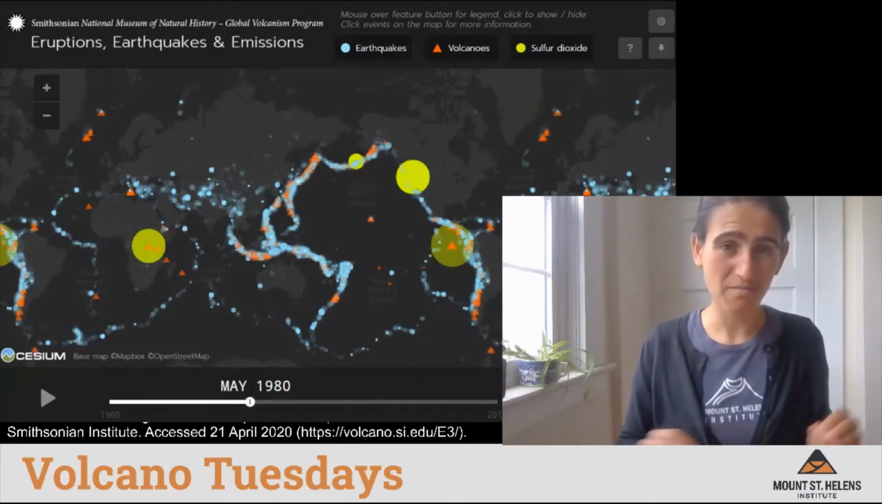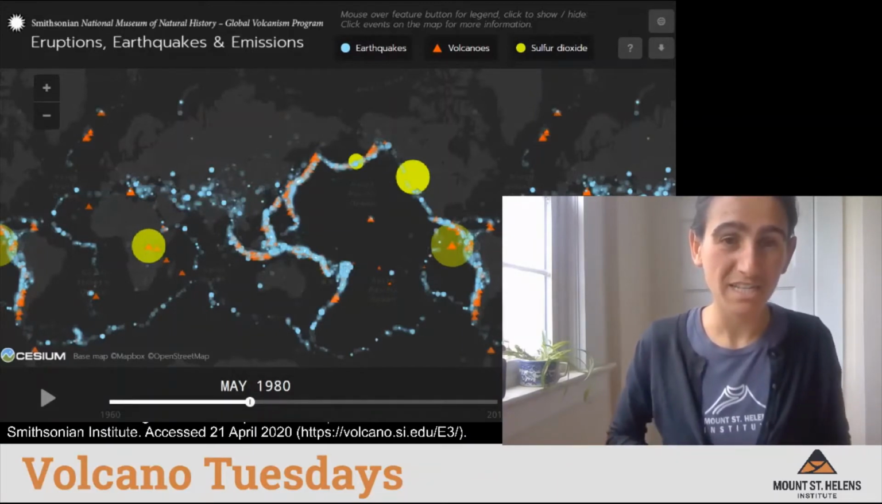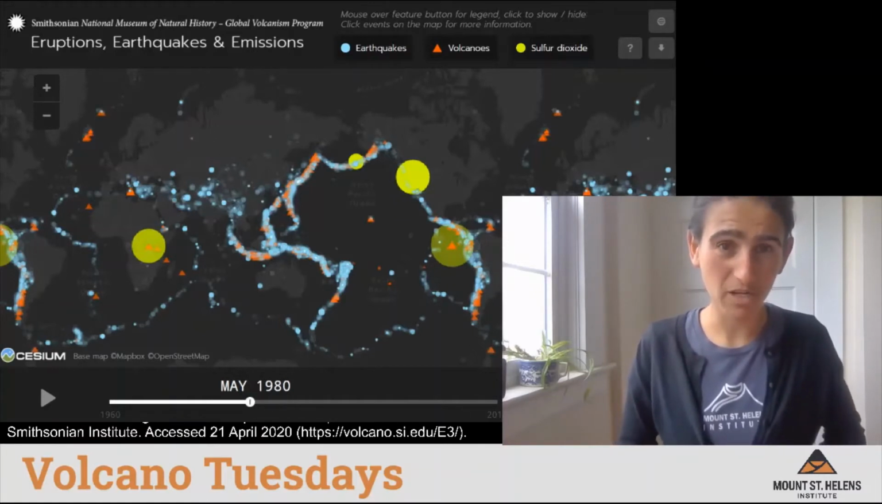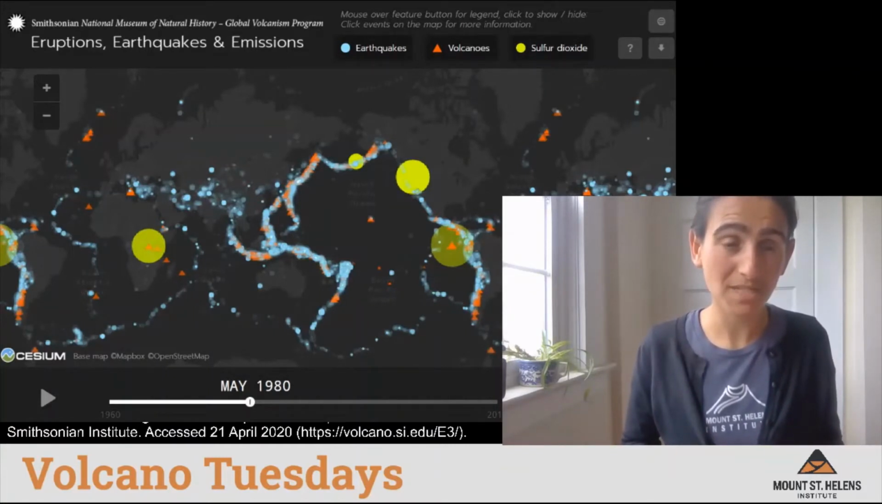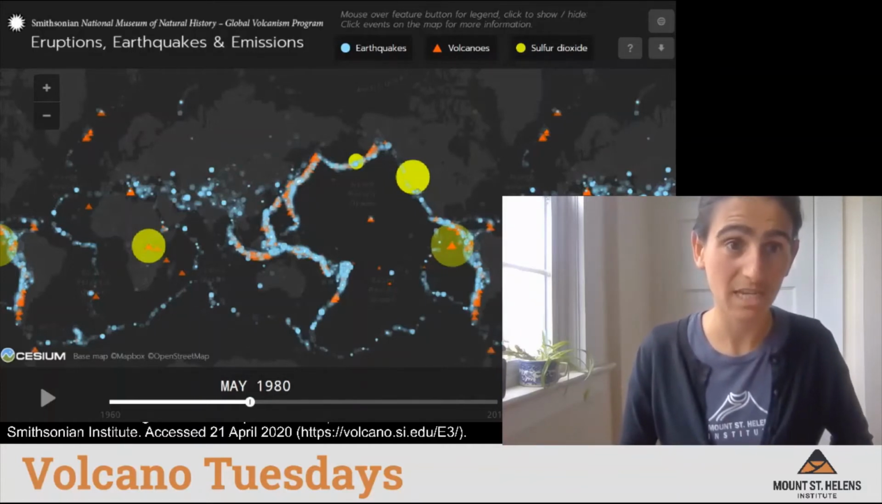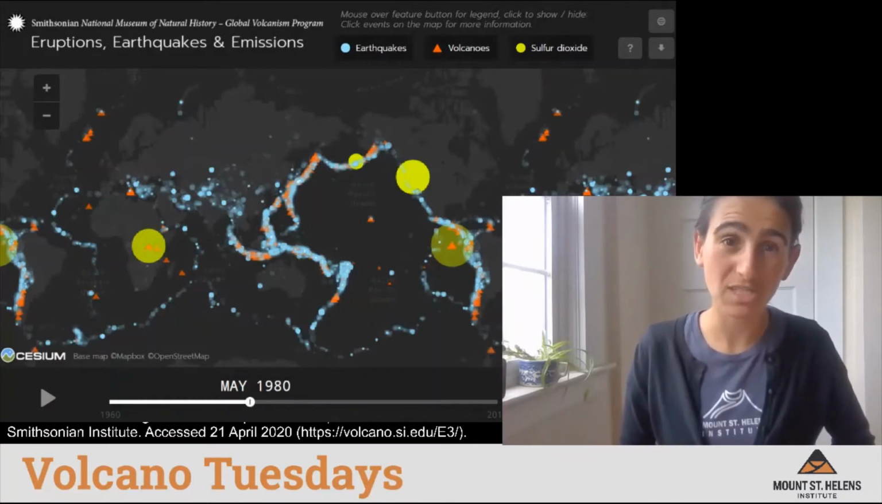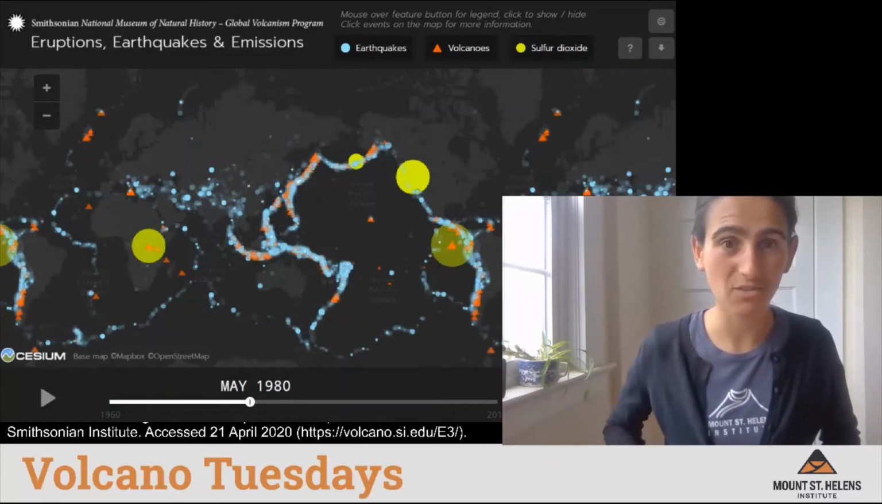Finally, on the bottom of the map is a timeline. You can see that the timeline I have highlighted is May 1980, the year that Mount St. Helens erupted. If we look in the west side of North America, we can see a yellow circle, which indicates that is where Mount St. Helens had erupted, and at the time Mount St. Helens was still releasing a lot of gases. This is slightly after the 1980 eruption on May 18th, and so we can see there's a large yellow circle over Mount St. Helens. So the location of the blue circles for earthquakes, the red triangles for volcanoes, and the yellow circles for the sulfur gases all indicate places where volcanoes are active around the world.